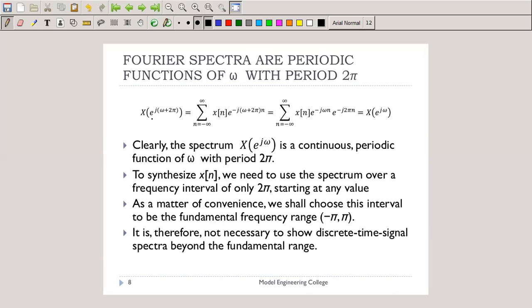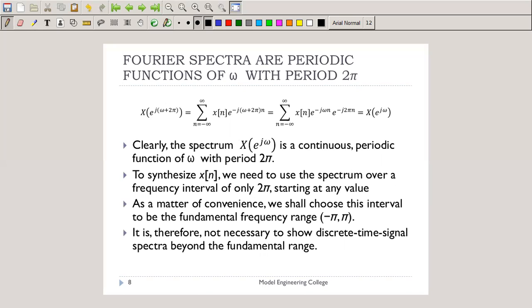So, in other words, we can say that the Fourier spectrum X(e^{j omega}) is a continuous periodic function of omega with the period 2 pi. From this we can conclude that to synthesize x(n) from this spectrum X(e^{j omega}), we can synthesize x(n) using the Fourier integral. So we need to use the spectrum over a frequency interval of only 2 pi.